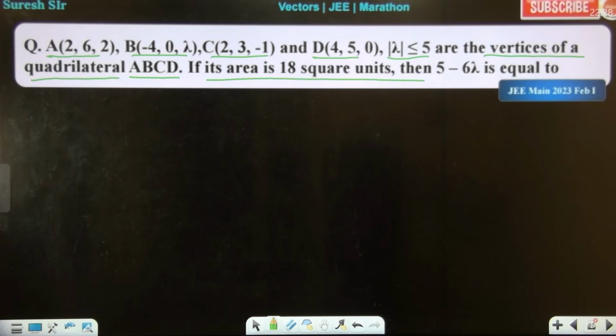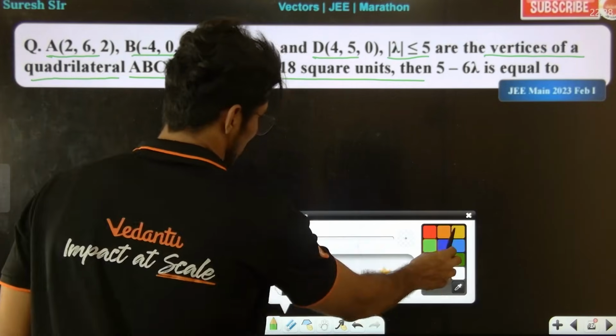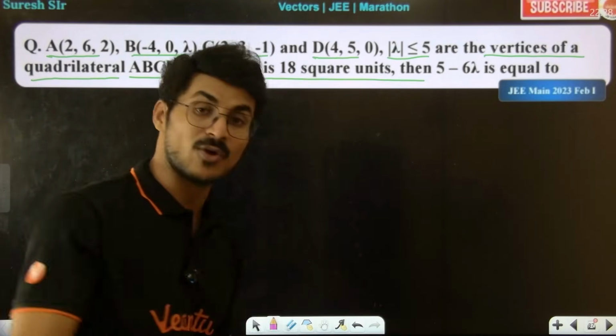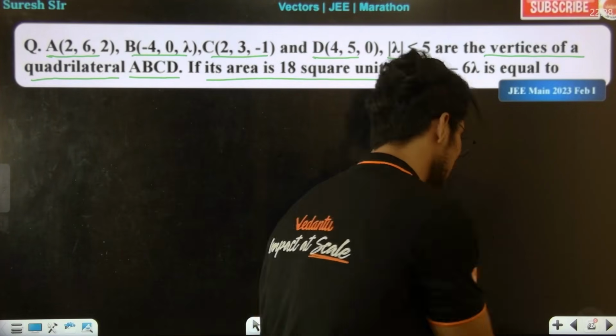Sir, basically this is a quadrilateral ABCD, right? So a quadrilateral is given to us, sir. Any quadrilateral, I'll tell you one thing. What is the area of the quadrilateral, sir? You have not taught us. Listen to me, boys and girls.